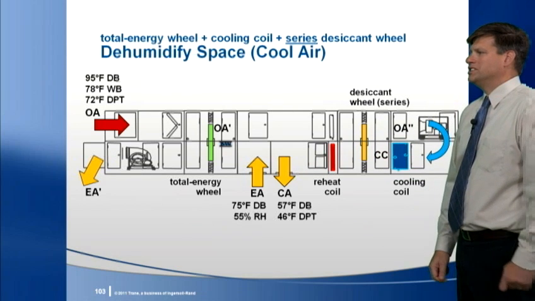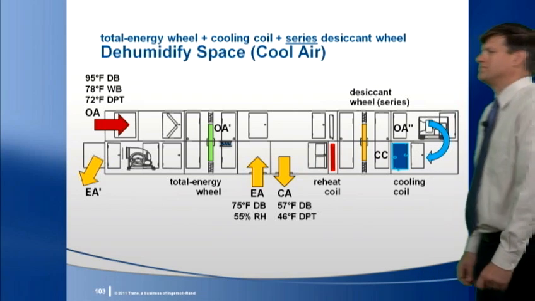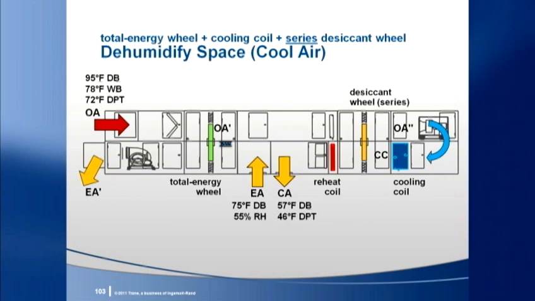Outdoor air is first preconditioned by the energy wheel, then passes through the upstream side of the series desiccant wheel. The cooling coil modulates to maintain the desired dew point leaving the unit. And the passive desiccant wheel allows the unit to deliver the air at a dew point lower than the coil can achieve on its own. Again, if neutral air is needed, a reheat coil would be required.